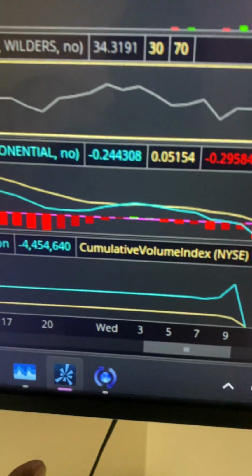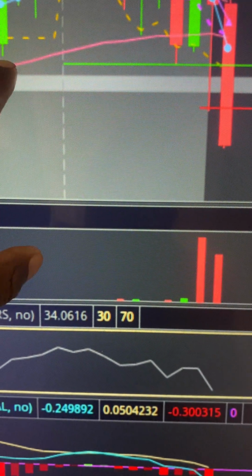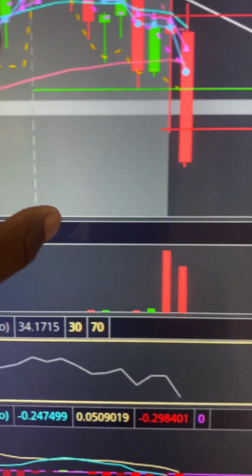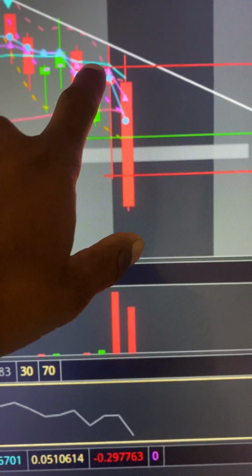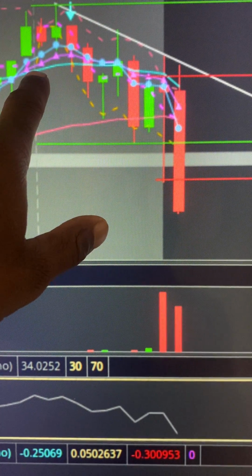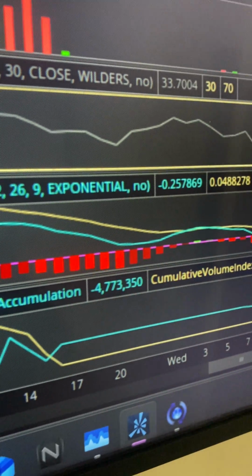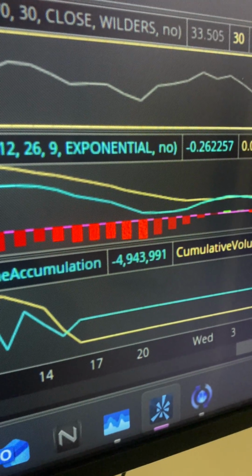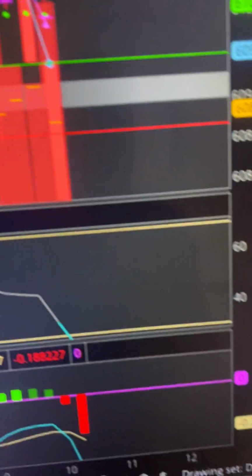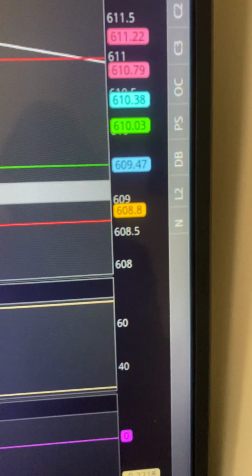Volume accumulation is down. We're looking at the 50 moving average, it's below it. The 20 moving average is below it. The 9 and the 5 moving average are below it. If it broke below the 200 moving average, then yep. These green dots are the 200 moving average, so that means yep, it's down.